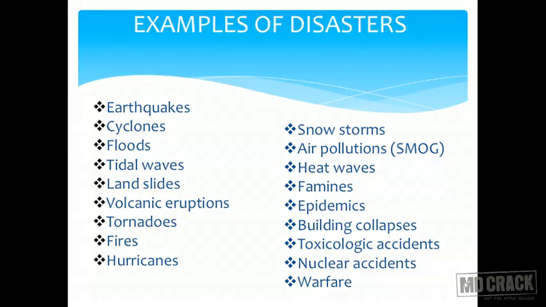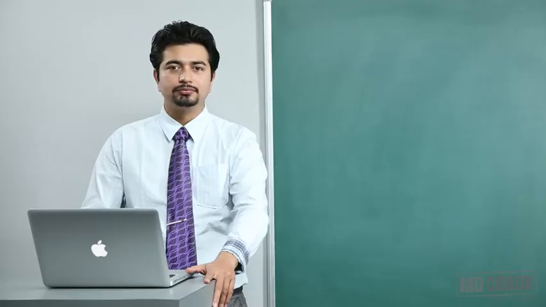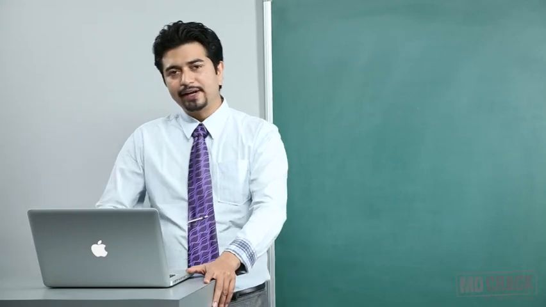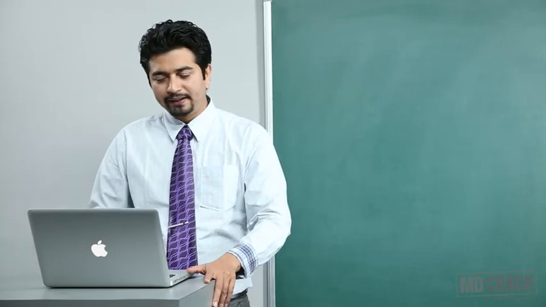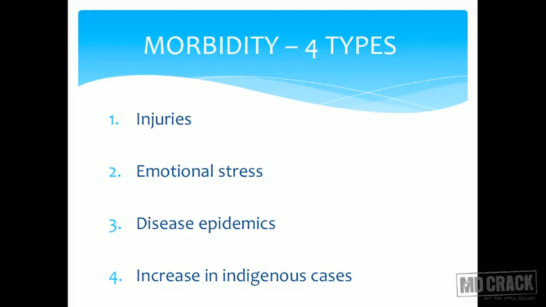Volcanic eruptions, again you have well delineated volcanic zones and people know that they are living in a volcanic zone. So if you are living in a volcanic zone, prepare accordingly. Having said that, we also acknowledge that volcanoes are not always recorded. You might have a sudden volcanic eruption which was not expected or which was not documented. Morbidities due to these hazards or these disasters: you can have injuries, emotional stress, disease epidemics and an increase in indigenous cases of the disease. Injuries are obvious. If you have a disaster, there are many injuries. Emotional stress, something called post-traumatic stress disorder.